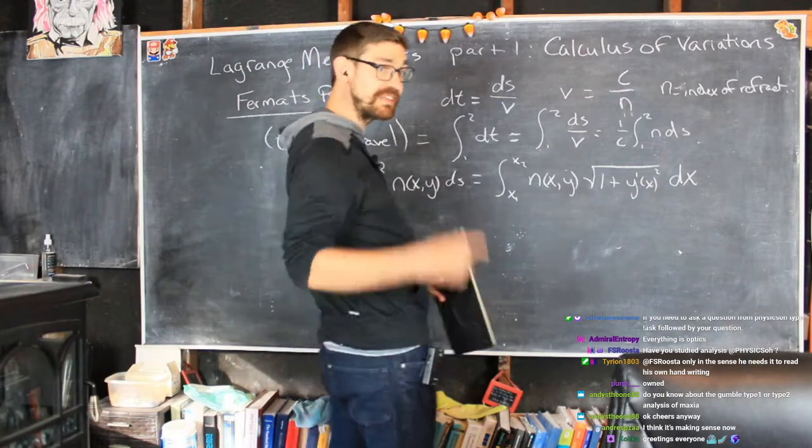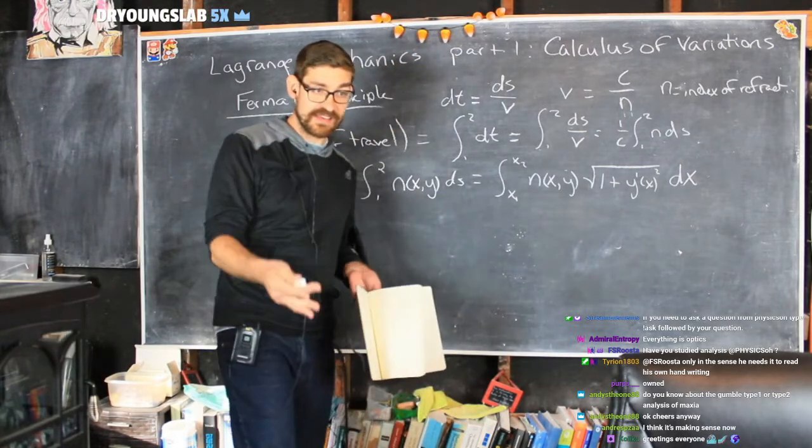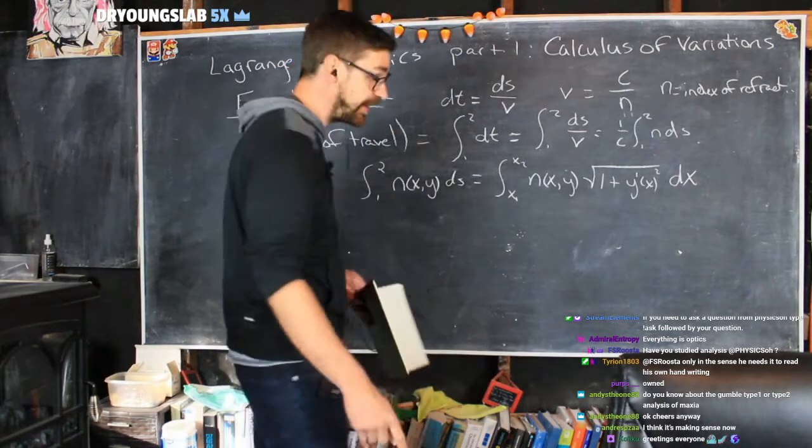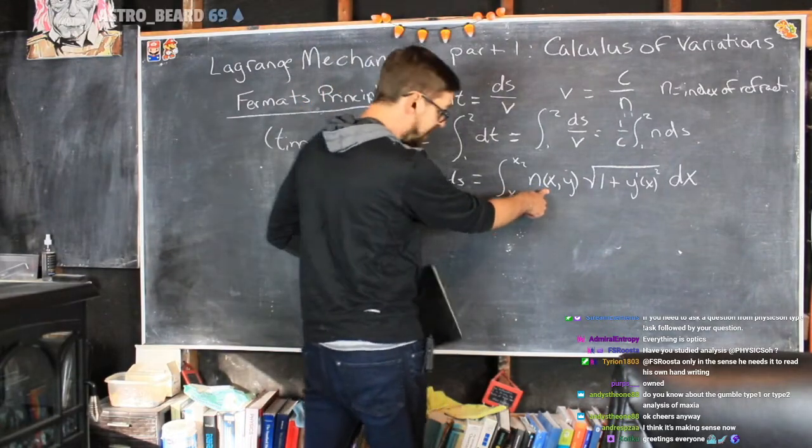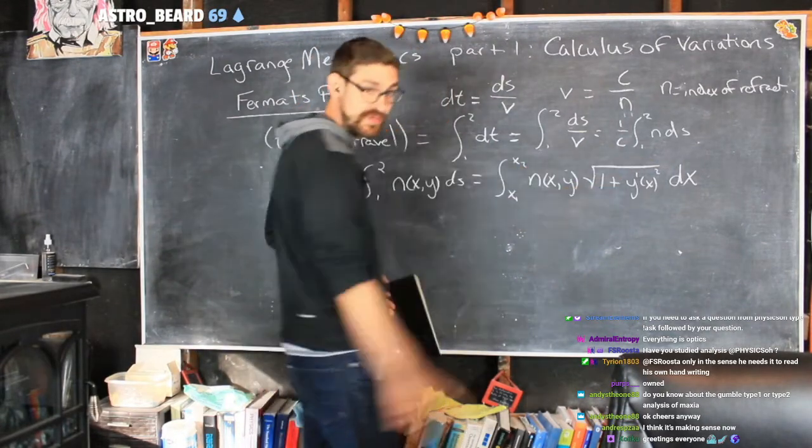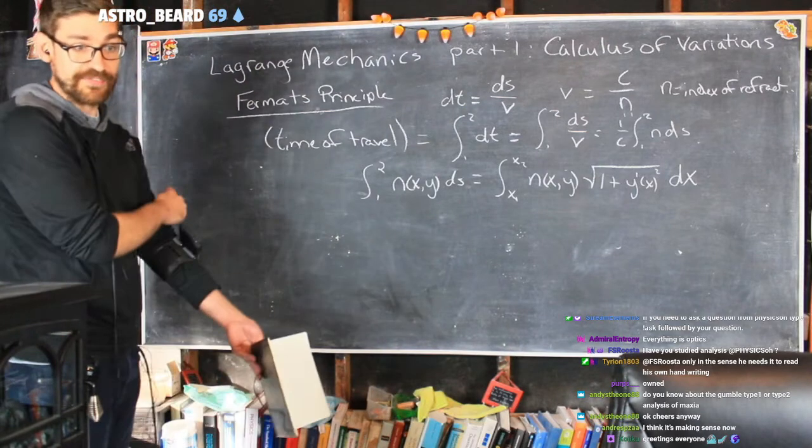Now, if we said something like, hey, the index of refraction doesn't change in the material, this becomes a constant, comes back out here, and we're back to our original problem of trying to find the shortest path.